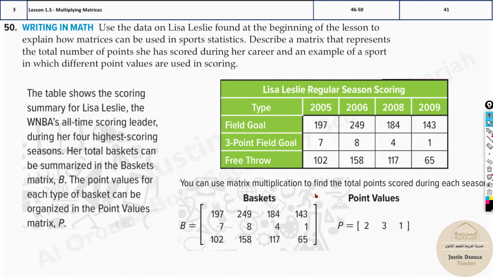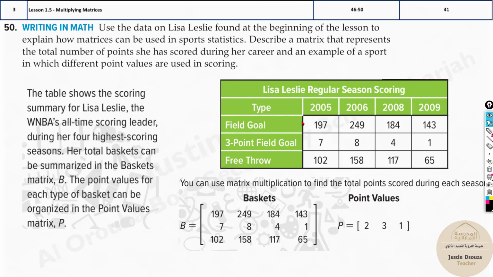Now, what you need to do is find the total points scored in the entire season. So I'll just explain what they have given you. They have given you this table. They have told you these are the scores in a regular season, in these years: 2005, 6, 7, 8. So this is the player. This player has scored so many field goals, so many 3-point field goals, and so many free throws over here.